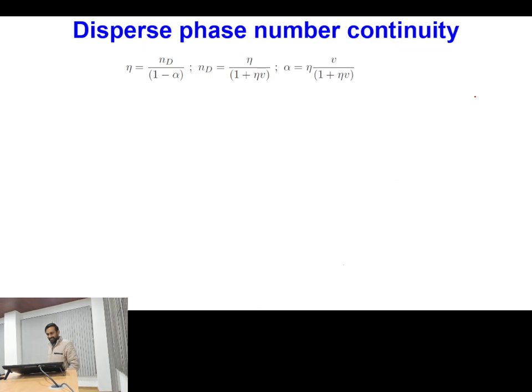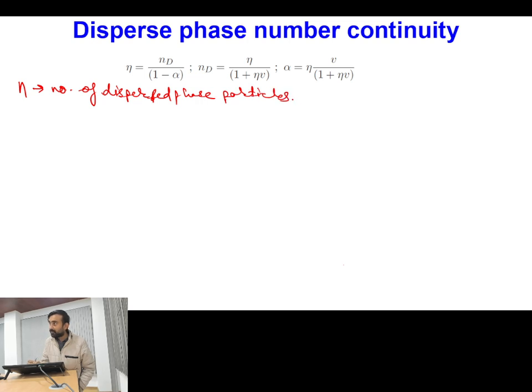Now comes a little bit of mathematical manipulation. Here you have to simply understand the numbers, and based on that you can proceed. So if I define eta as nothing but the number of dispersed phase particles per unit liquid volume.